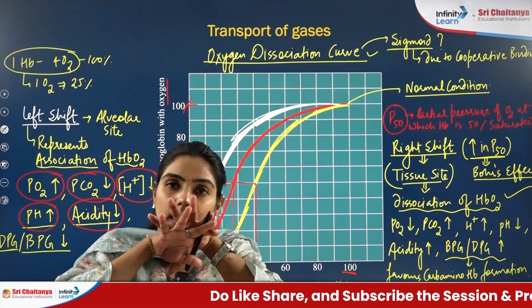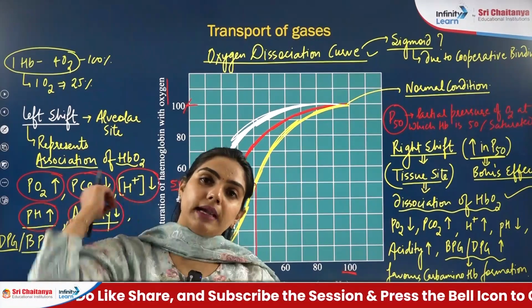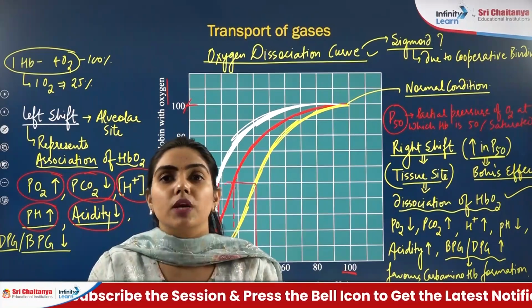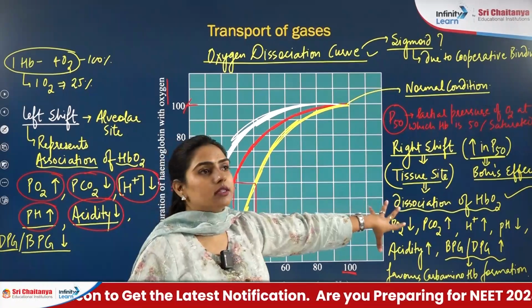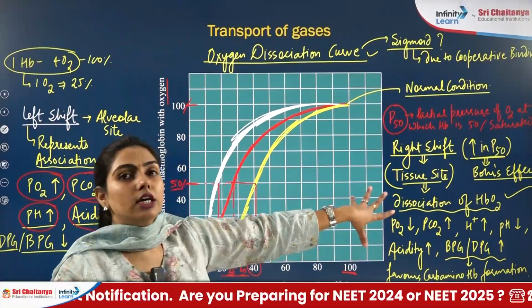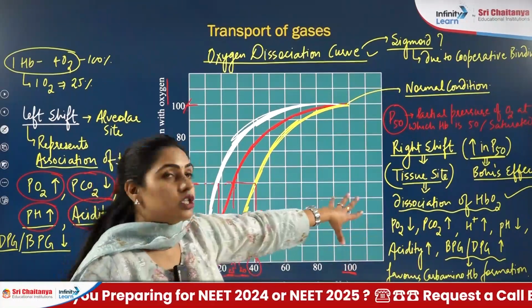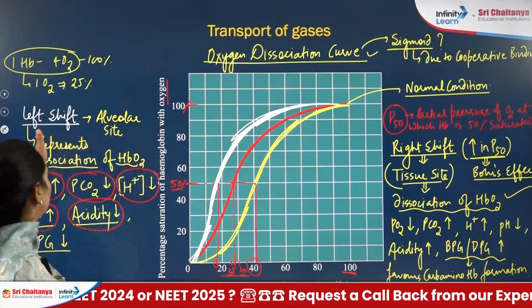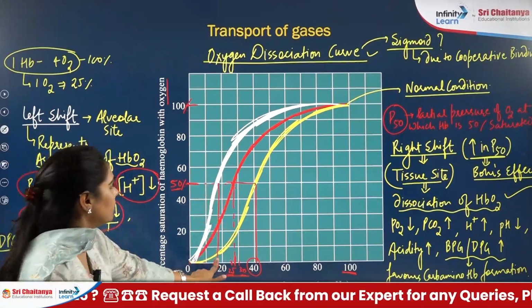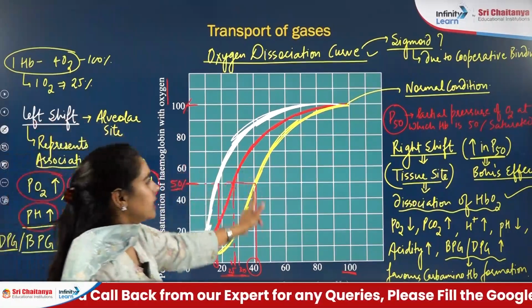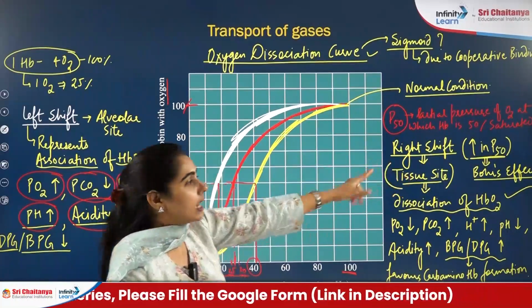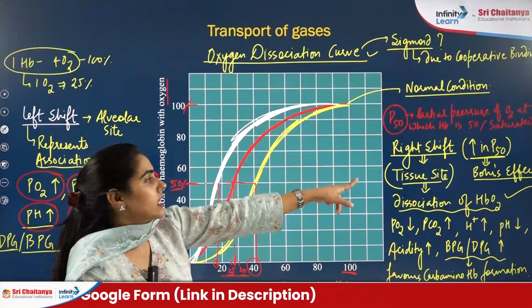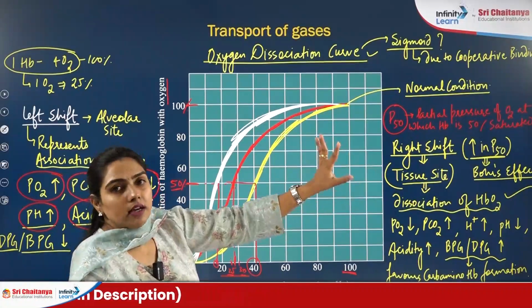That means it will dissociate HbO2, hemoglobin and oxygen dissociation. That's what is occurring at the tissue site. So if somebody asks you, decrease in P50, left shift; increase in P50, right shift. Bohr's effect is seen at right shift only. Increase in P50 is only known as Bohr's effect.